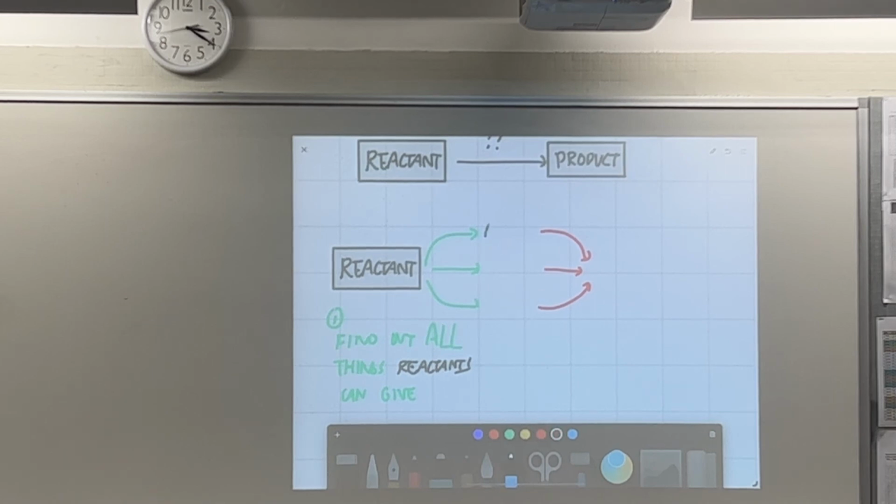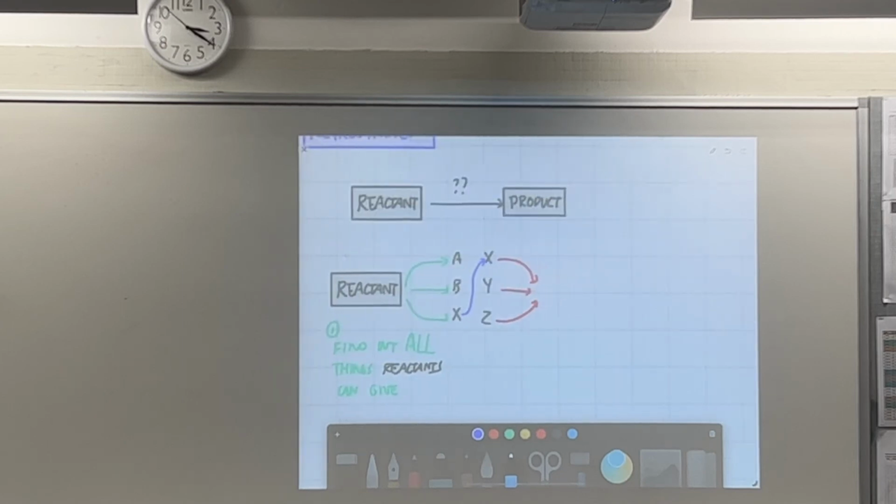So let's just say you have A, B, and X, and then you have X, Y, and Z. You will be able to find a connection. You tie them together. This is what we mean by retrosynthesis. We try to identify a path from reactant to product.